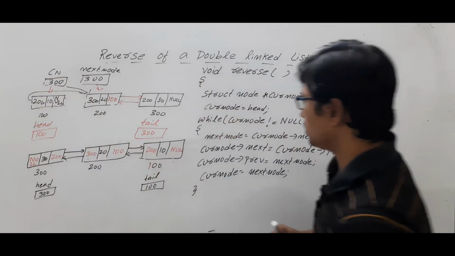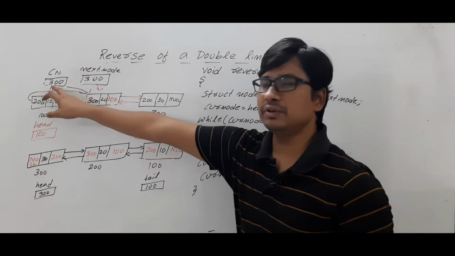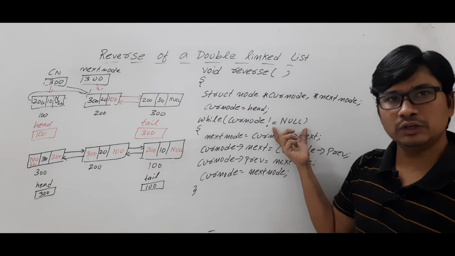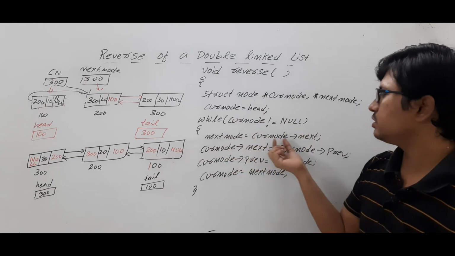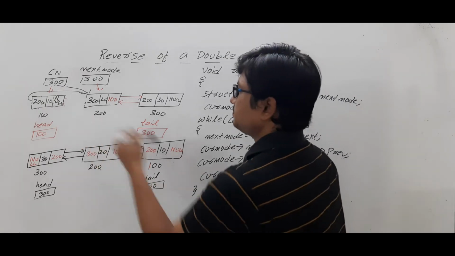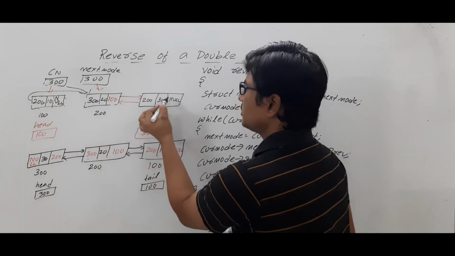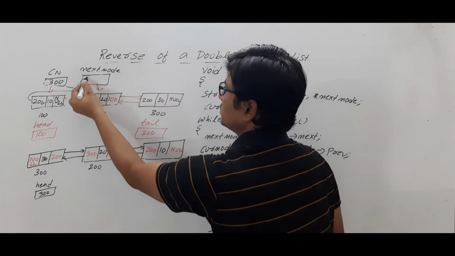Again you will check the logic. Current node not equal to null. Current node is having the value 300, which is not equal to null. Again this condition is true. Again we will execute these statements. Next node is equal to current node of next. What is current node? 300. 300 of next is null. Next node is equal to null.